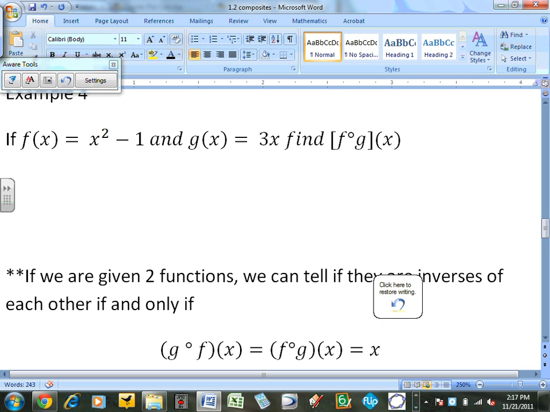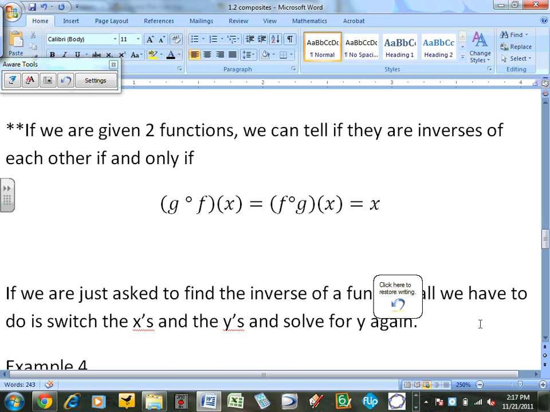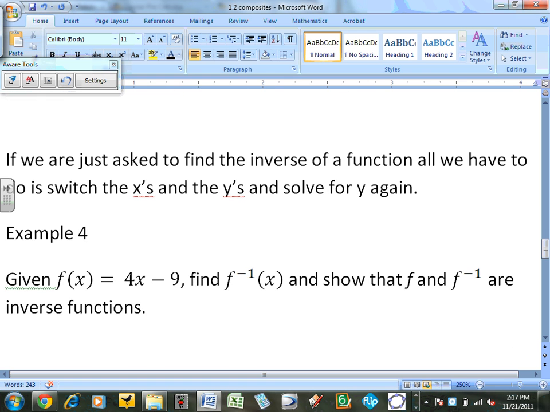One thing that comes out of this says if we're given two functions, we can tell if they're inverses of each other if and only if f of g of x and g of f of x both equal x. So we plug the g function into f and we get x, and then we plug the f function into g and we get x, and then they're inverses of each other. And if we're just asked to find the inverse of a function, all we have to do is switch the x's and the y's and solve for y again.